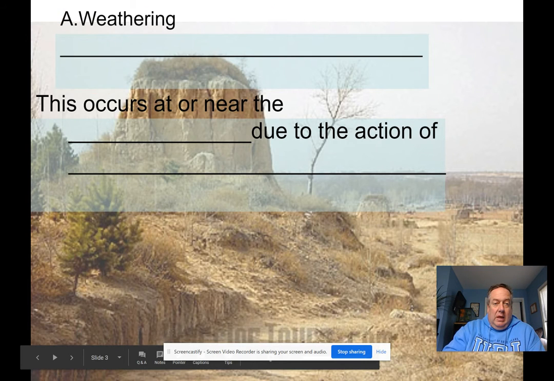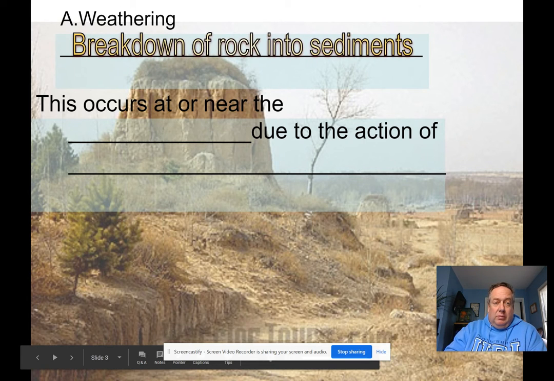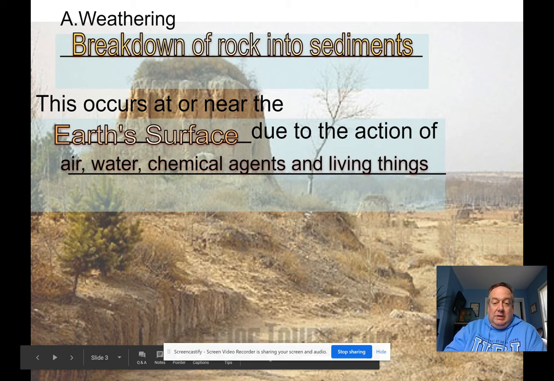So let's get into the types of weathering. Today, we're only going to cover mechanical weathering. Tomorrow's lesson will be on chemical weathering. Again, weathering is simply the breakdown of rock into sediments. It occurs at the Earth's surface. Obviously, it's hard to break down stuff when it's buried deep underground. This is going to be because it's things like air and water, living things, acid rain, stuff like that, that's going to break down the actual material.